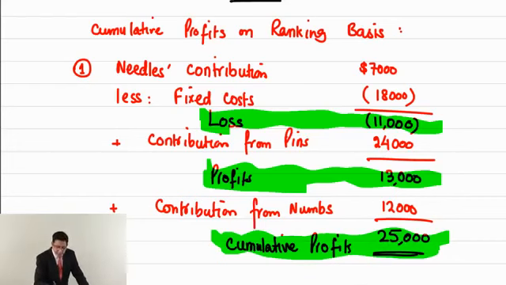So these three profits we need to show on the profit volume charts as well. Okay, 11, 13 and 25. Is that okay? Now let's draw the profit volume chart very quickly, both requirements 1 and 2, one by one.